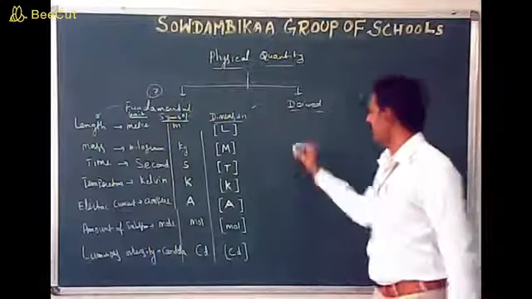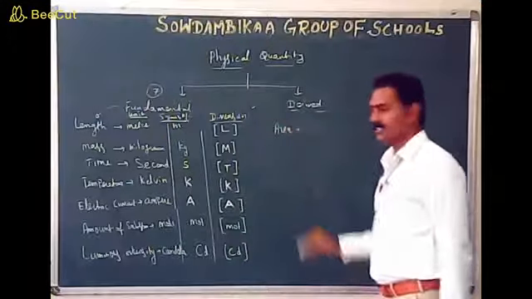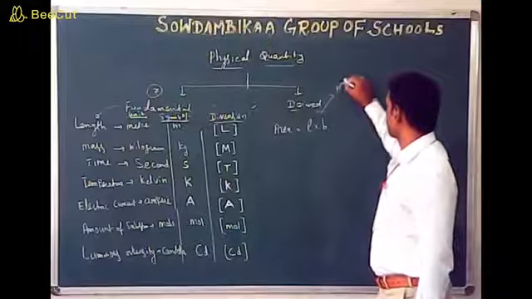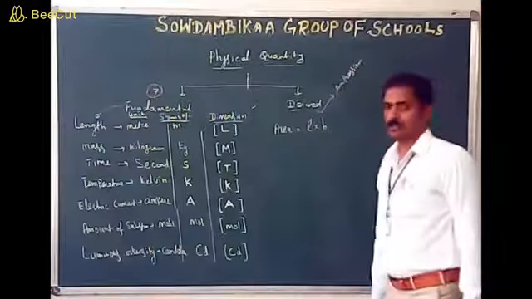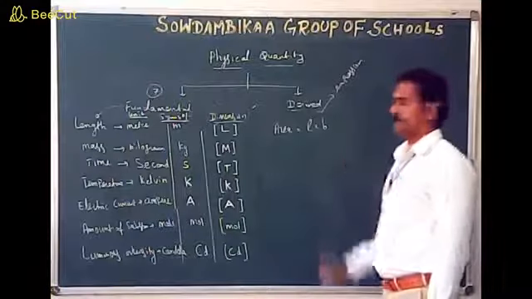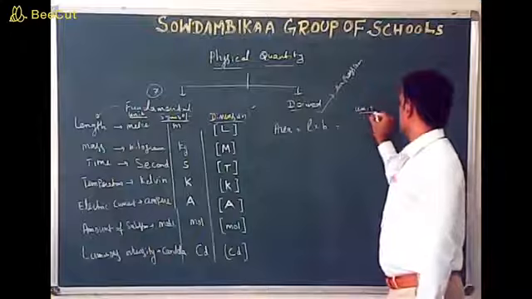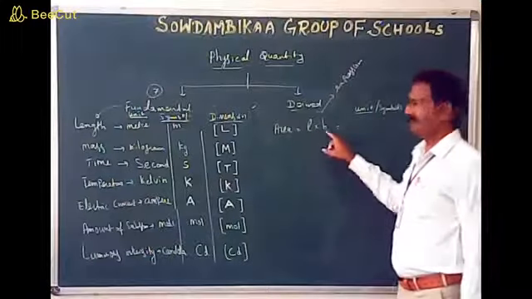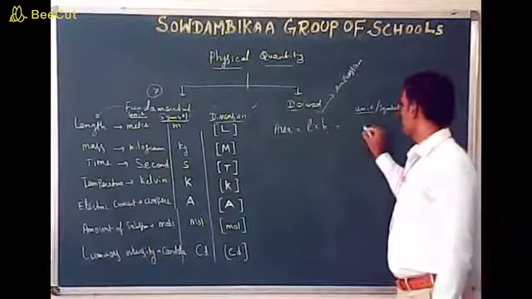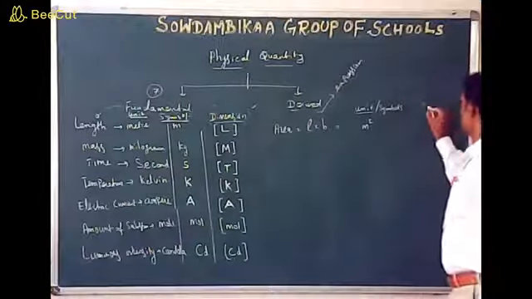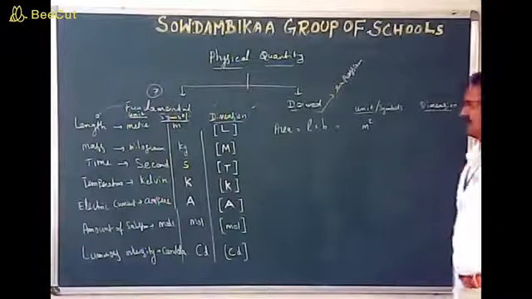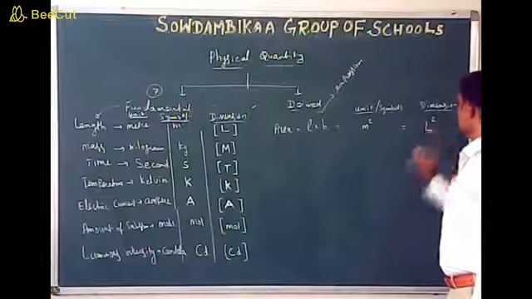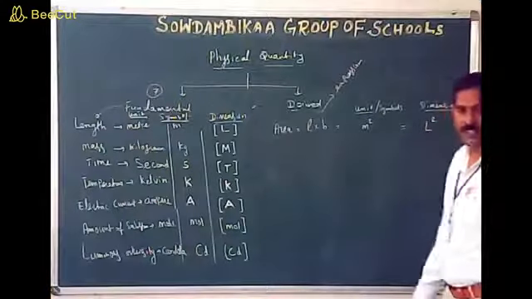We already saw area. Area is equal to length into breadth. Clearly watch, because that's the beginning. It is an expression, it is a unit, and symbols. So length into breadth is meter into meter, so that is meter square. Now the dimension: L is the dimension for meter, so we have to write L square. L square is the dimension for the derived quantity area.